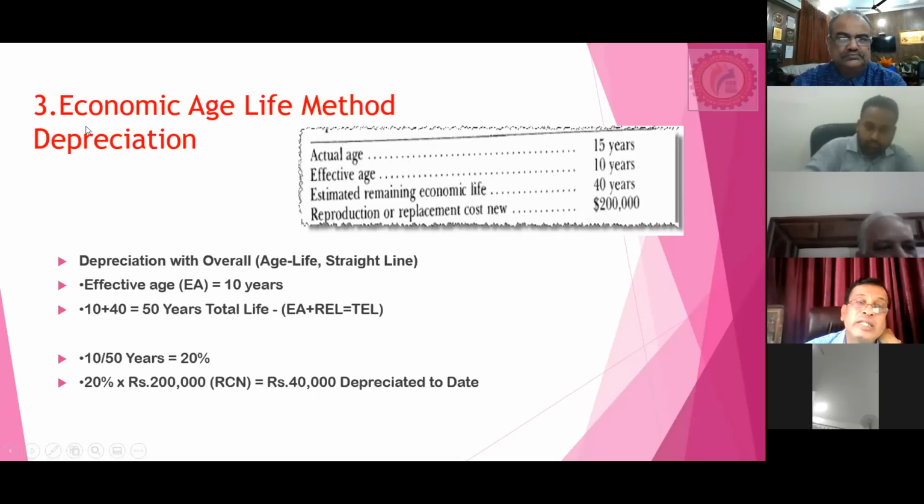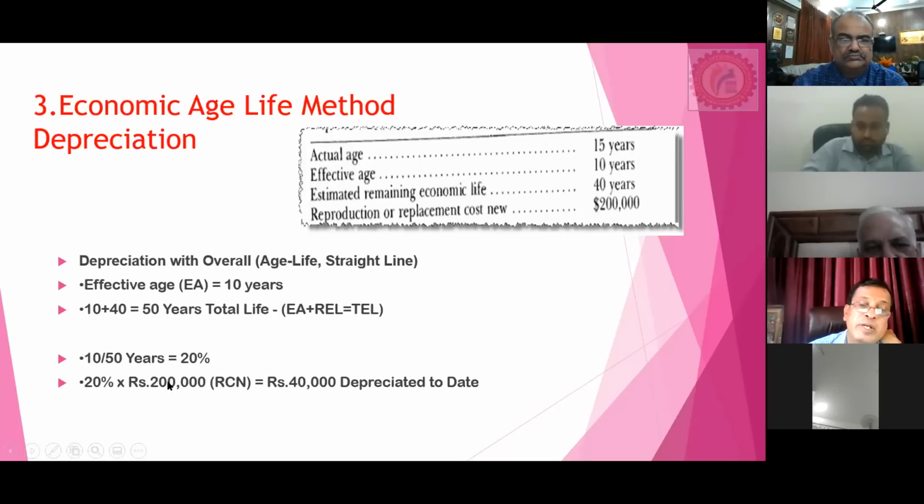So to calculate the depreciation, always we should take into account the effective age of the building. Effective age is 10 years. 10 years plus 40, that 40 is the balance economic life. Here in the data they have given balance economic life. So that would be the total life of the building. So 10 divided by 50, that is equal to 20%.